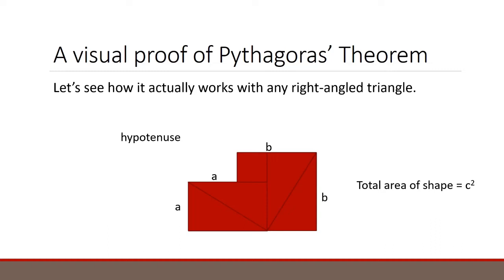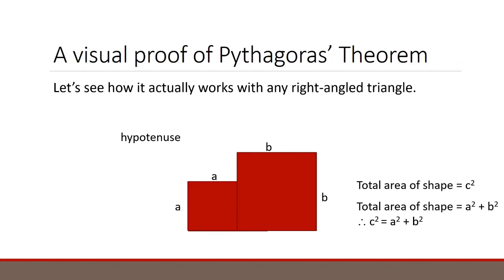Now, if you look on the left-hand side, and I'll cover this up, you can see that there is a square, and it's a times a. The area of the little square on the left is a squared. And on the right-hand side, b times b, the area of the square on the right is b squared. So we now found that the total area of the shape equals a squared plus b squared. Therefore, c squared, the total area of the shape, must equal a squared plus b squared. And we've proven Pythagoras theorem.